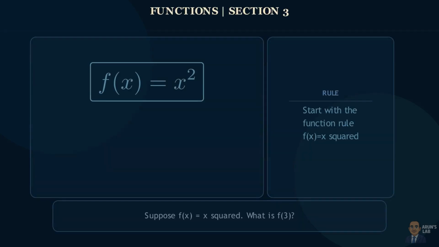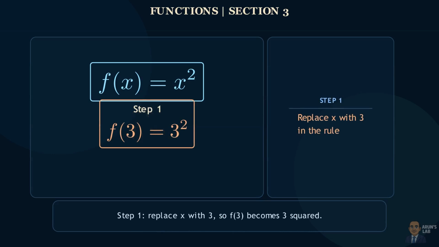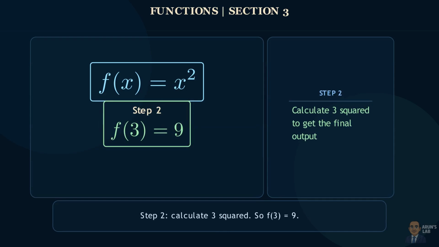Let's try an example. Suppose f of x is equal to x squared. What is f of 3? So step 1, we replace x with 3. So f of 3 is equal to 3 squared. Then we calculate f of 3, that is 3 squared is equal to 9. So the input 3 produces the output 9.